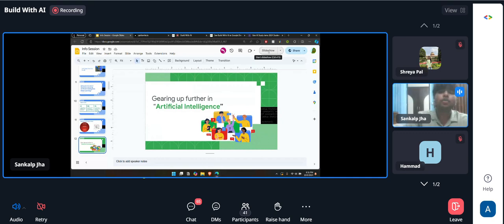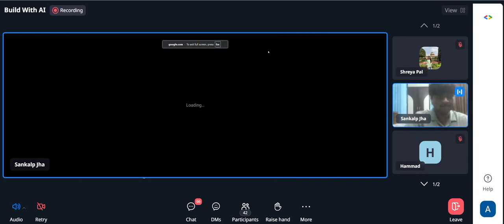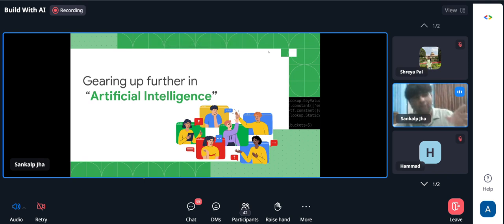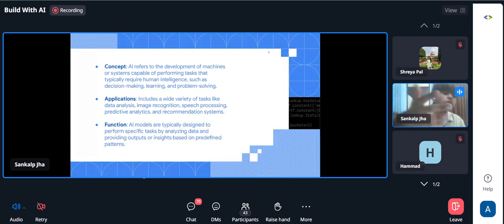Okay. So gearing up further in artificial intelligence. Now I was able to make you guys understand that when somebody says AI, ML and DL also exist with it, and they are all interrelated to each other, but they differ in their own understanding and their own process. Now let's deep dive into AI, that term artificial intelligence, further. Again, the concept of AI is to refer to the development of machines or systems capable of performing tasks that typically require human intelligence, such as decision making, learning, and problem solving.